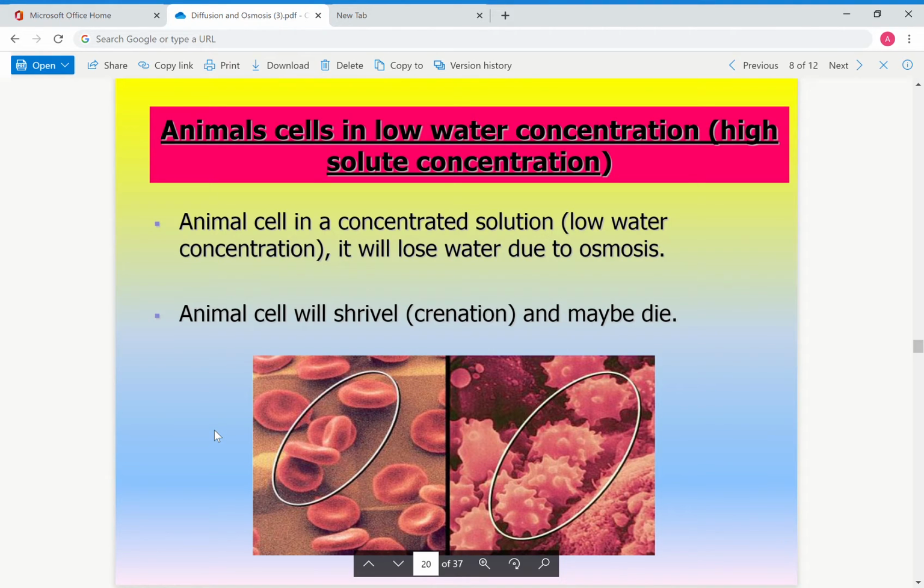It's also the reason why we can't take water directly into our bloodstream. If someone was to inject water into the bloodstream, the concentration difference between your blood and the water would be so great that your blood cells would actually burst.